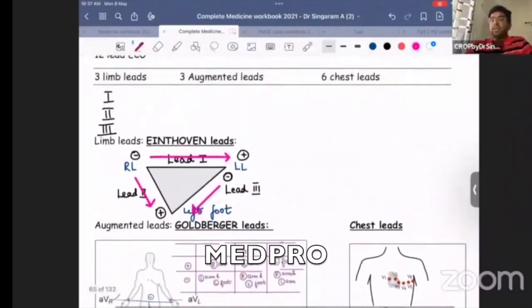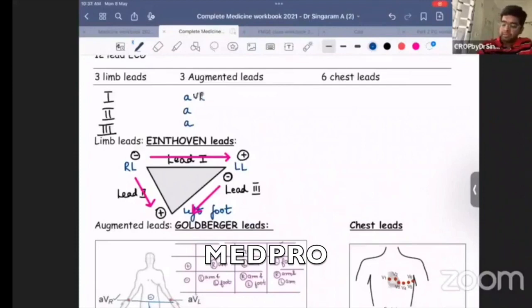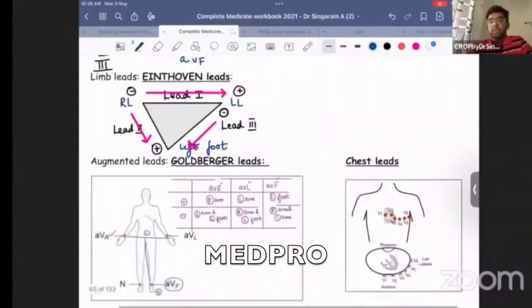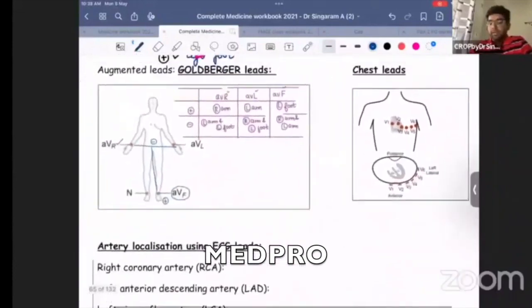Augmented leads are called the Goldberger's leads. Any of you know the names of these augmented leads? I think you can recollect it; you must have studied that also. Everything starts with A, A for augmented. What is that? aVR, aVL, and aVF. And this is the Goldberger's leads, or the augmented leads. You can see the name here.